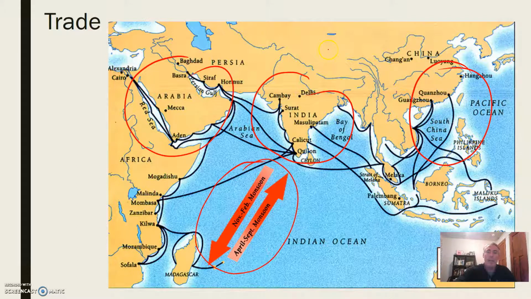The other way, November to February, brings drier winds, maybe not as good for agriculture, but both ways had to be taken into account by merchants as they were doing business on the Indian Ocean. So this Indian Ocean basin trade was dominated by India because of its central location in it.